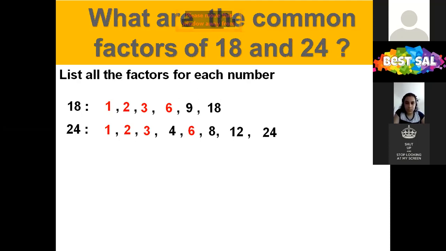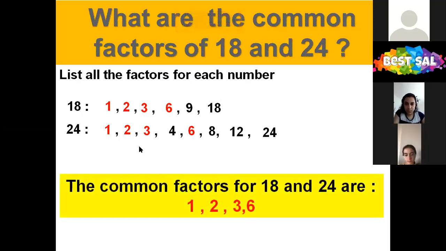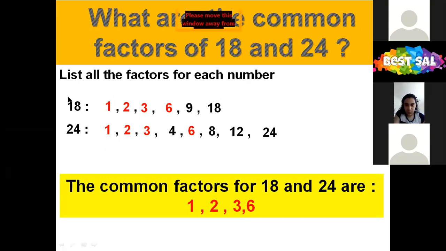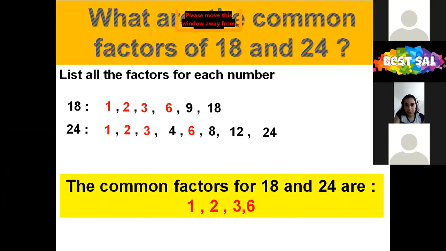So here are all the factors of 18 and all the factors of 24. The red numbers, as you see, are common. There's 1 in 18 and 24, and 1 is actually a common factor for all numbers. 2 is a common factor. 3 is a common factor between them both. 6 is a common factor. So these are the common factors.